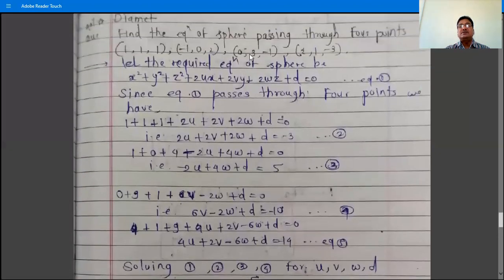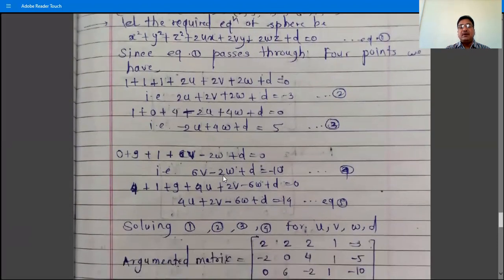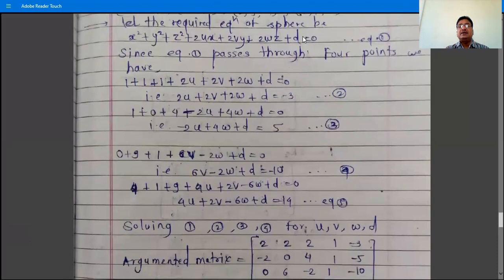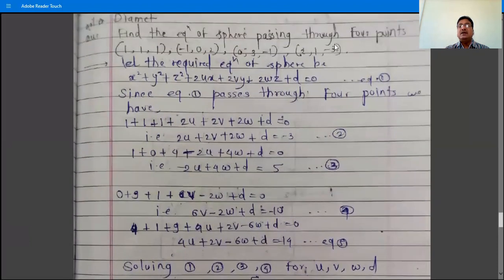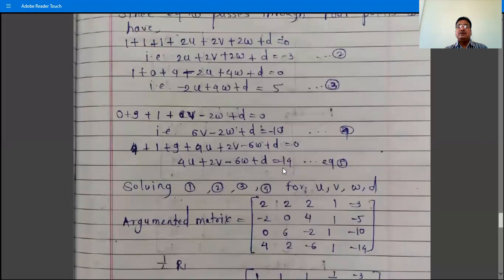That is, substitute x as 0, y as 3, z as minus 1 in this equation. We have this equation, 6v minus 2w plus d is equal to minus 10. Suppose equation number 4. And also this sphere passes through this point, 2, 1, minus 3. So again we substitute x as 2, y as 1 and z as minus 3 in this equation. We have this equation, 4u plus 2v minus 6w plus d is equal to 40.